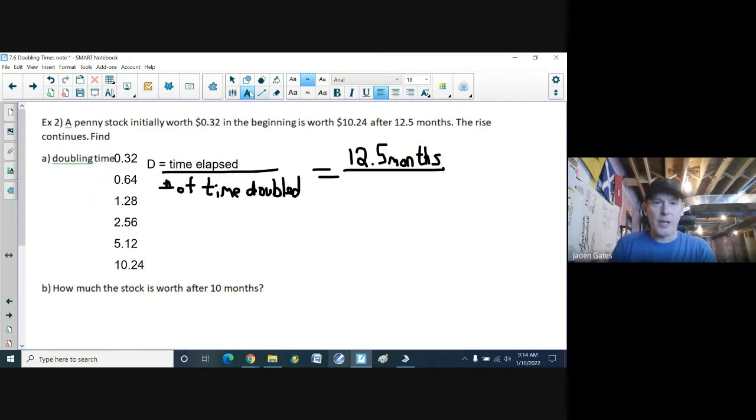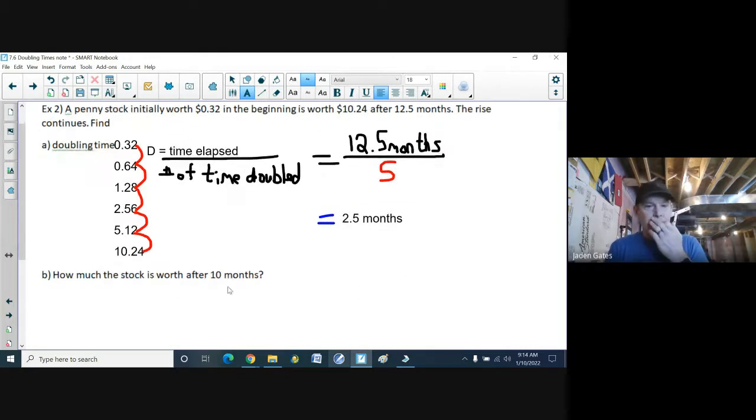Okay, so how many times did it double? Count them up. We got 1, 2, 3, 4, 5. It doubled 5 times. All right, so now I take my 12.5 months and divide it by 5. And this time the doubling time is 2.5 months.